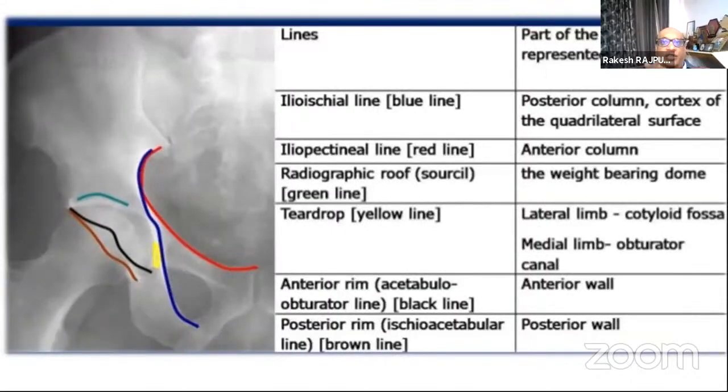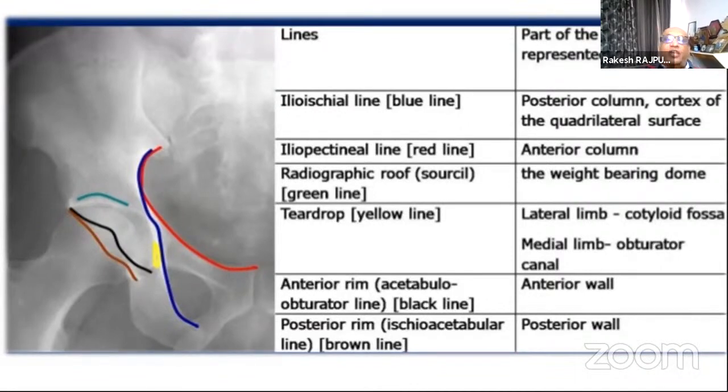Now, when you see these x-rays here, though the subject today is the pelvic fractures, we cannot just assume that there is nothing happening on the acetabular side. We've got to look at that also. The lines which we draw for picking up mainly the acetabular fractures will be the iliopectineal line, which is the red line you see on your screen, the ilioischial line, which is the blue line you see on screen, and also the teardrop, which will give you an idea about the fractures of the quadrilateral plate. Also, you look at the roof, which is a green line, and also the black and the brown lines, which are the anterior and the posterior wall.